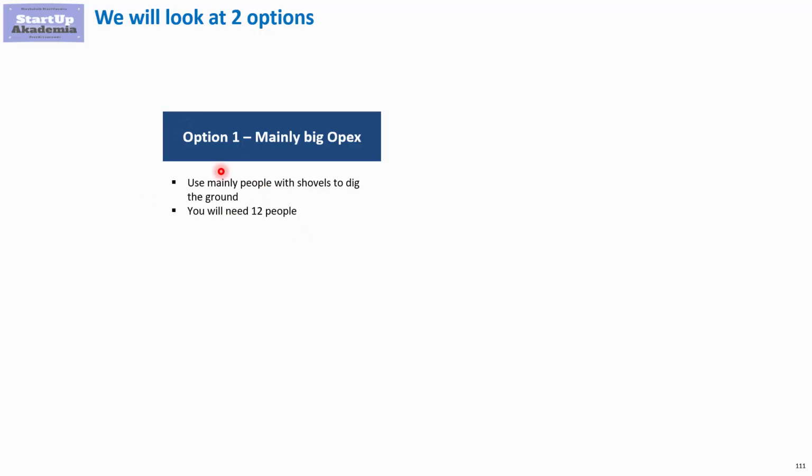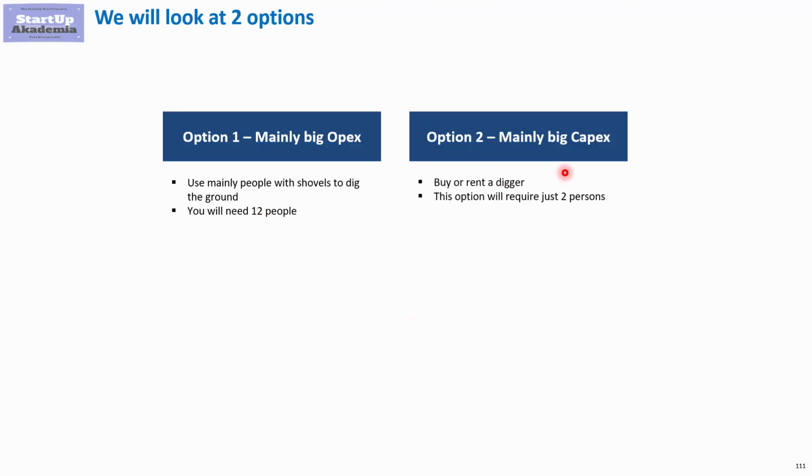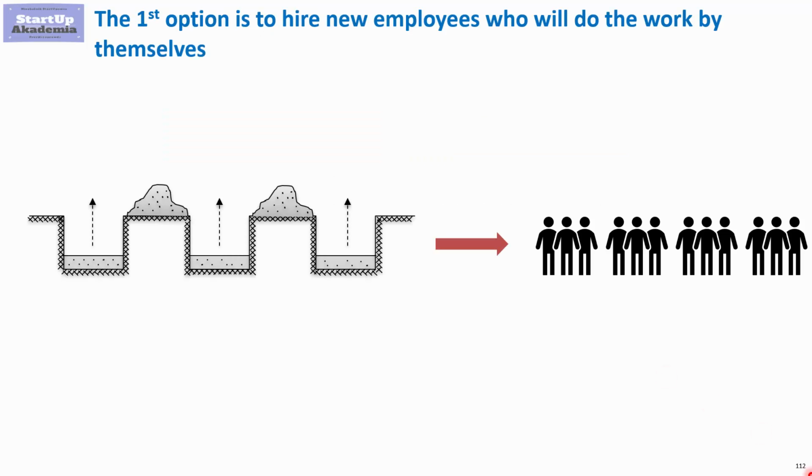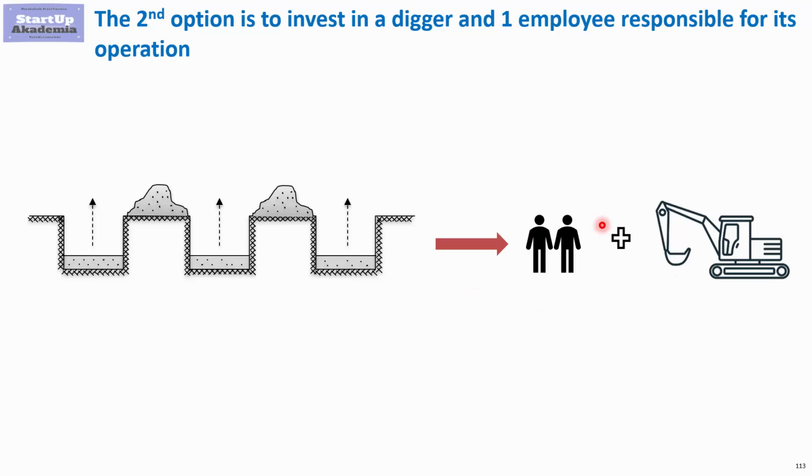The first assumption shows us that we will have to have 12 people for that, and obviously we have to buy them shovels. In the second option, we can actually buy or rent a digger, and in this case we would only require 2 people. Obviously this option is more Capex heavy, so we would be spending a lot on the digger and less on the people. So we can achieve the same effect using the first option, where we just put a lot of people to work, or in the second option where there is a digger and the operators to do that in a less labor-intensive way.